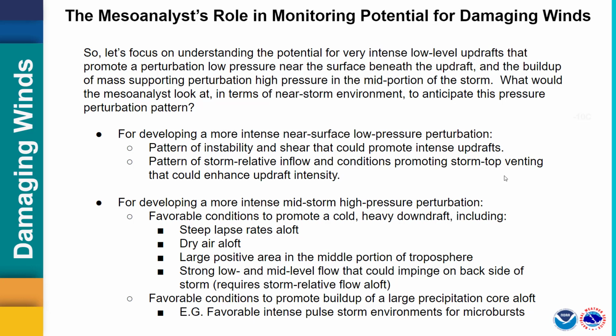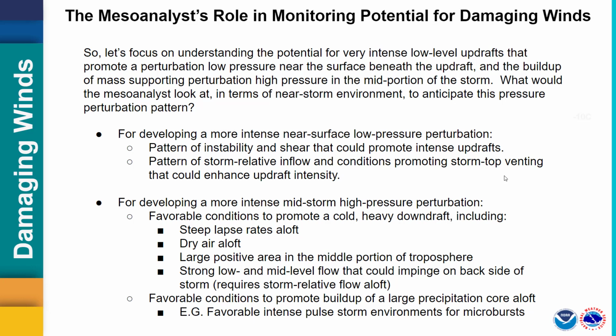So let's focus on understanding the potential for very intense low-level updrafts that promote a perturbation low pressure near the surface beneath the updraft and the buildup of mass supporting perturbation high pressure in the mid-portion of the storm. What would the mesoanalyst look at in terms of near-storm environment to anticipate this pressure perturbation pattern? Well, for developing a more intense near-surface low-pressure perturbation, we would want a pattern of instability and shear that could promote intense updrafts. Either very large low-level CAPE, or you could have smaller CAPE but with more intense low-level vertical shear. Also a pattern of storm relative inflow and conditions that promote storm top venting that also could enhance updraft intensity.